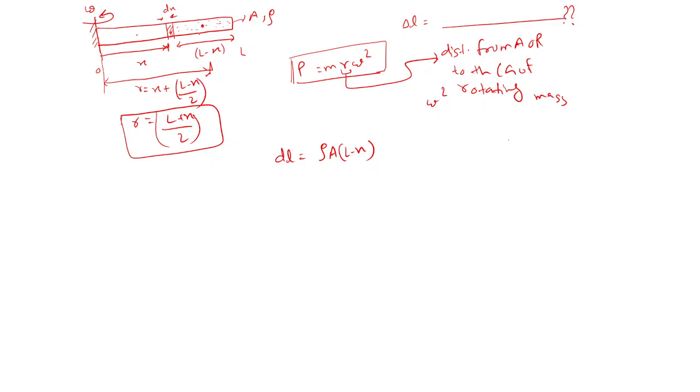So this mass you have to take, and in the centrifugal force, what is the R? This line you have to take care of: the distance from the axis of rotation to the center of gravity of the rotating mass, whatever is pulling. So this R is very important here.